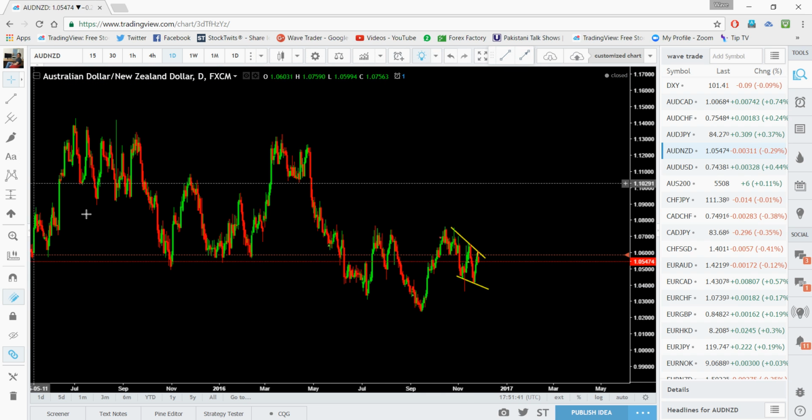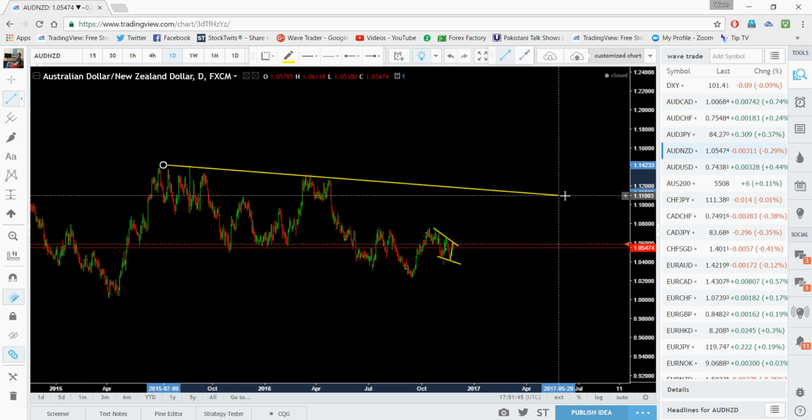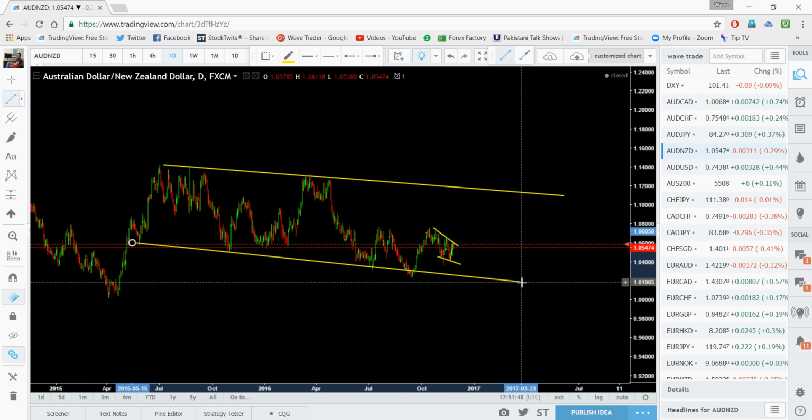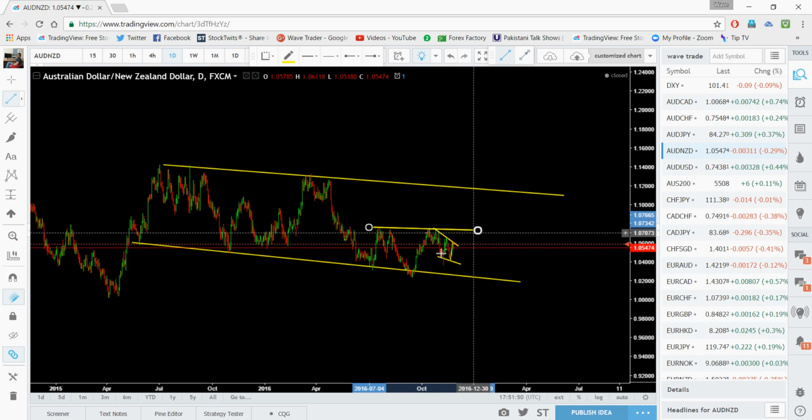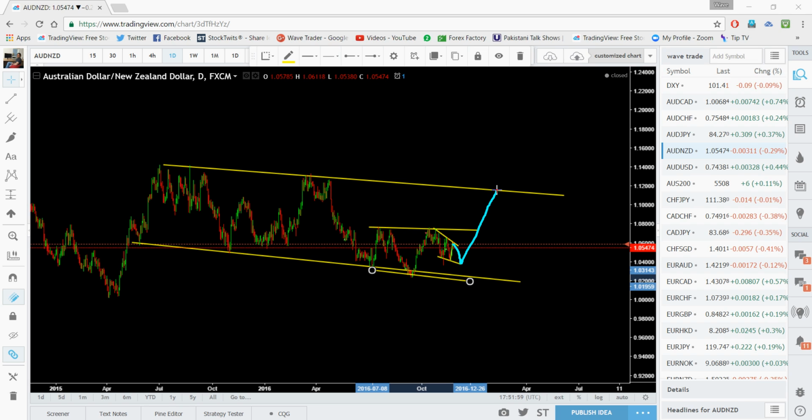So this is the bigger formation. Okay, so the bigger formation is this, and the smaller formation is this. All right, so we're gonna look for the buy here up to this level. We're gonna look for the price action here at this point. All right, the corrective wave is about to complete. The trend continuation pattern is about to complete.